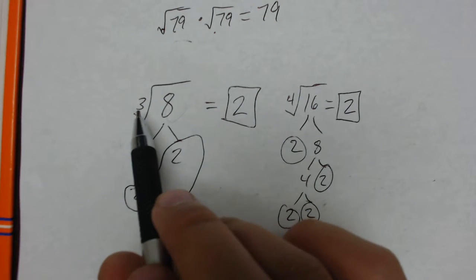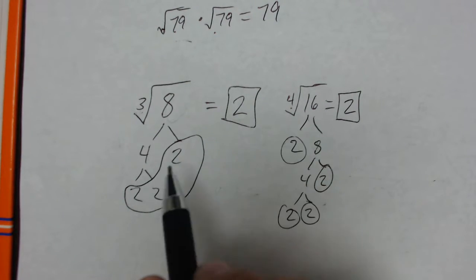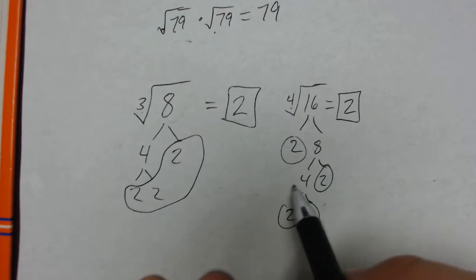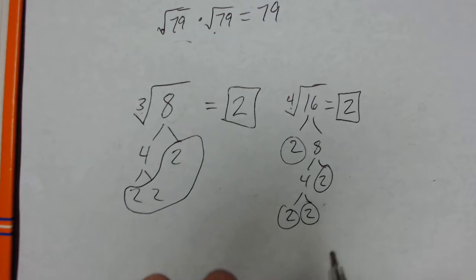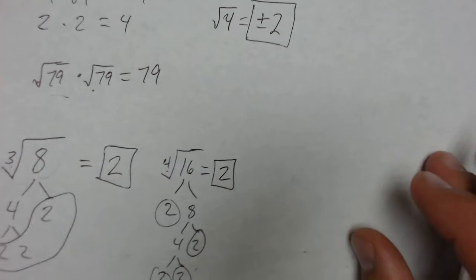So when it comes to higher order roots, the number in the crook tells you how many you're looking for to complete the root. Now let's do this on a bigger problem.